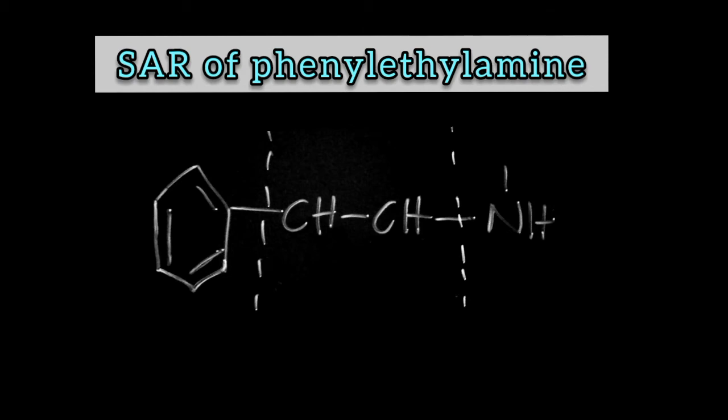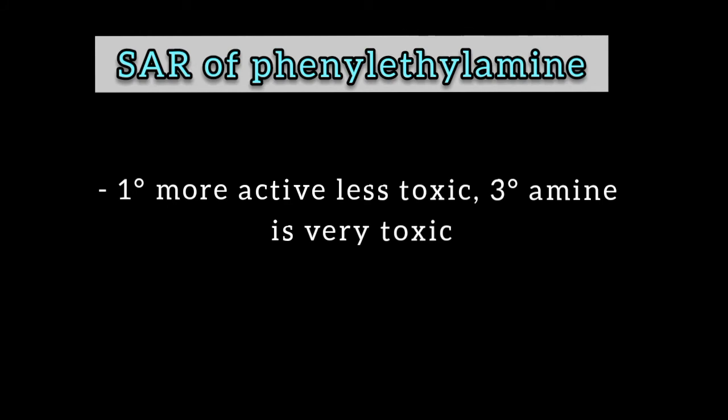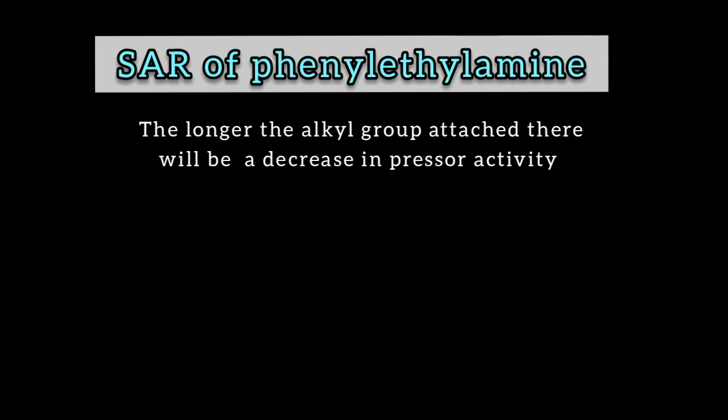The primary amine is more active and less toxic, which means that the fewer R groups, the more active and the less toxic. If it's a secondary amine, it's going to depend on the R group attached to the nitrogen atom. It's going to depend on the length of the alkyl group or the aromatic group attached to the nitrogen atom. The longer the group attached, there's going to be a decrease in pressor activity.